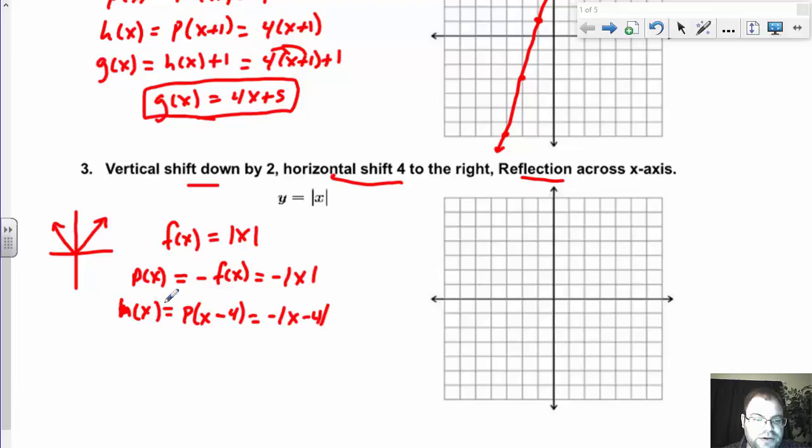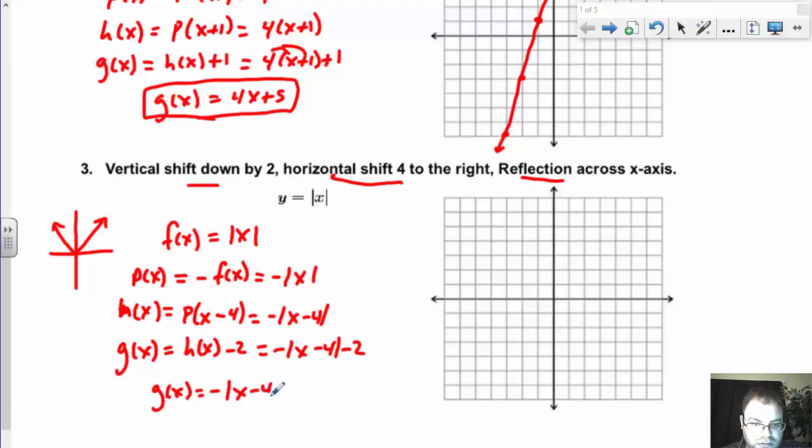And the last thing we'll do is the vertical shift down by 2. So that'll be g of x, and that'll equal h of x minus 2, which is the same thing as the negative of the absolute value of x minus 4, and then minus 2. So that's the function we're going to graph when it's all said and done, is this.